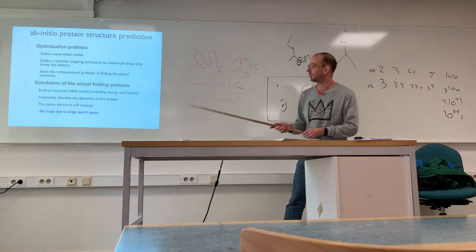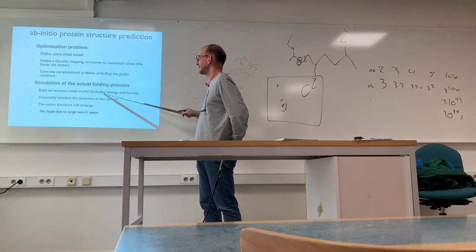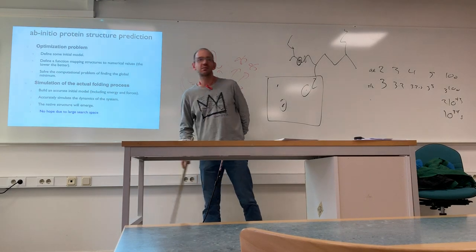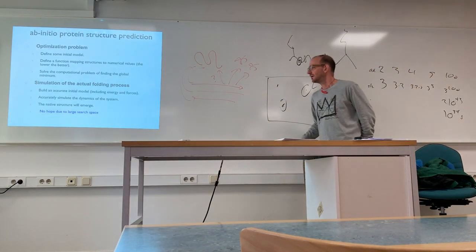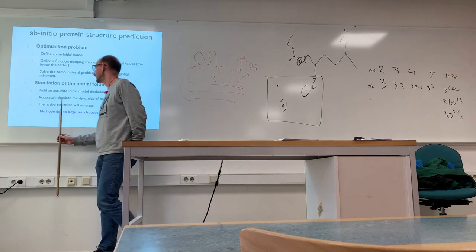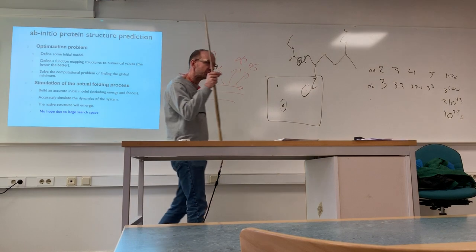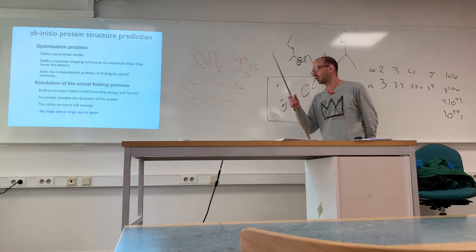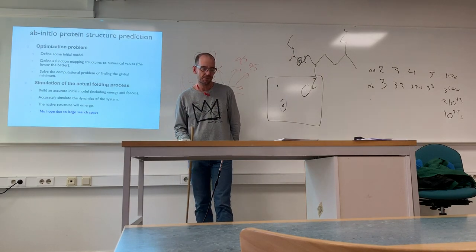The alternative is to do molecular dynamics. I can build an accurate model and simulate it. The problem is that for proteins that are not extremely fast folding, it's just too slow. Plus, of course, errors aggregate. If you have a small error in the energy function and you have many of these interactions, that error propagates, and it's not certain, even with a lot of computer time, that it will work.